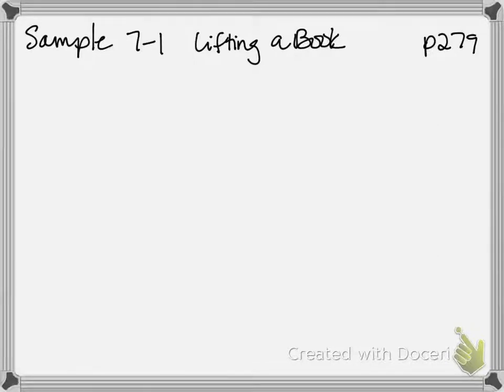Sample 7-1 is lifting a book, and as usual, we're going to start easy. How much work must you do to lift a textbook with a mass of 2 kilograms by a vertical distance of 5 centimeters? Note, you lift the book at a constant speed. So we've got a mass of 2 kilograms that we're going to lift a distance of 5 centimeters. I'm just going to immediately convert that to meters so that I don't forget later.